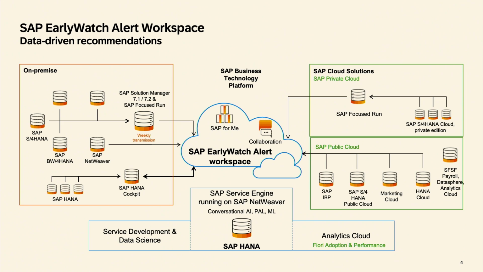So let's start with the architecture picture. Maybe you see here my pointer, yeah. So in the middle, we have SAP for Me as the collaboration platform and the platform where you can consume our results. On the left-hand side, we have the on-premise landscape. Traditionally, many customers have Solution Manager here, 7.2, or Focused Run, that collects the data from the managed systems, like the ERP systems or BW systems.